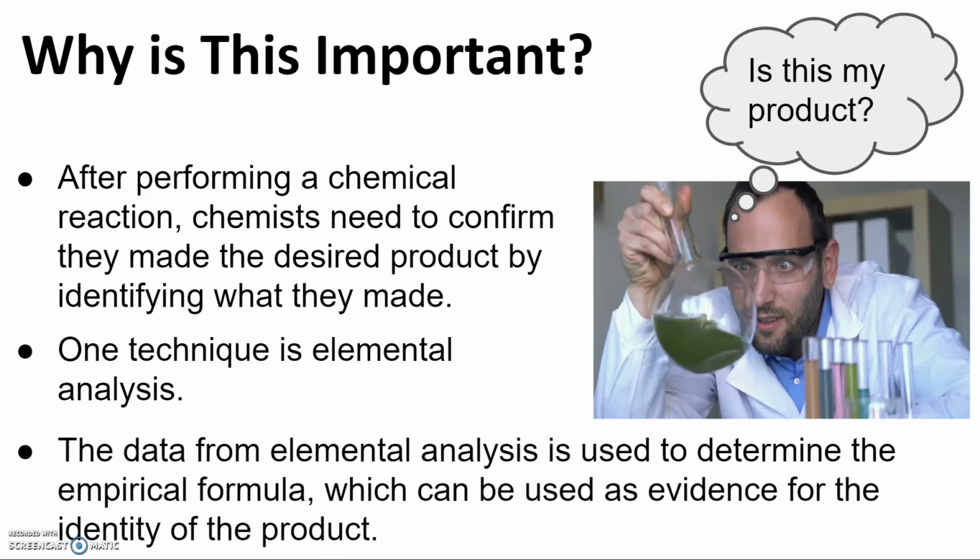So the data that you get from an elemental analysis experiment can be used to determine the empirical formula, which then can be used as evidence for the identity of the product. So if you get an empirical formula that matches your product, you can say that this suggests that I do have my product.